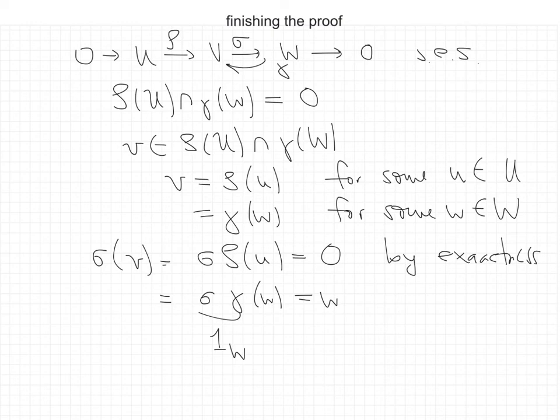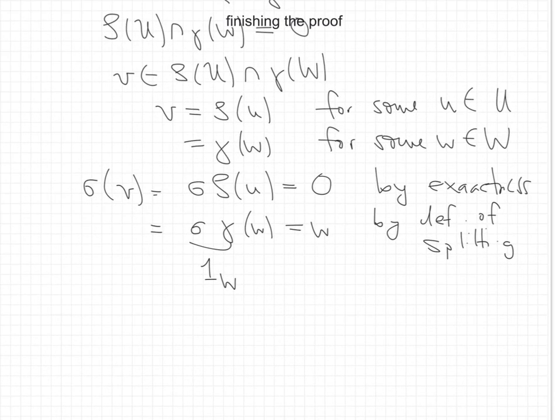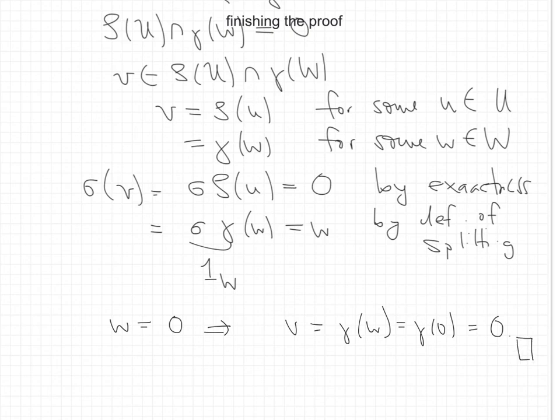So this is equal to w, which is by definition of splitting. And so we see that w is the 0 vector. Well, if w is the 0 vector, then of course also v, which is gamma of w, is gamma of 0, and every linear map maps the 0 vector to the 0 vector, so this is the 0 vector. So this completes the proof.